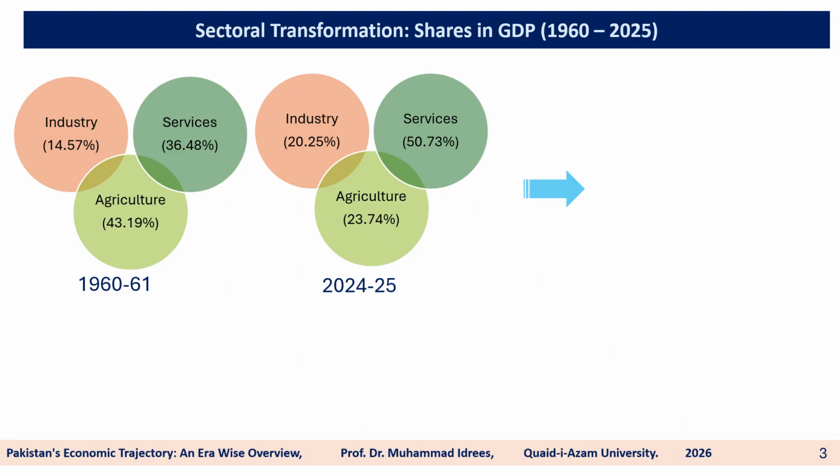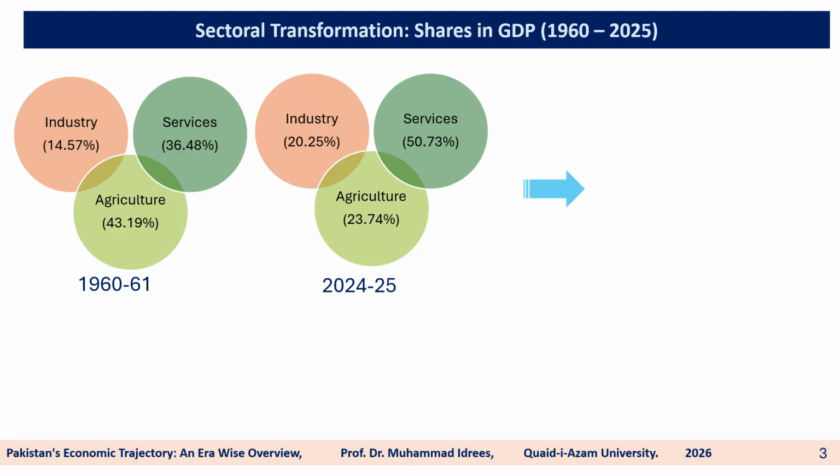The share of agriculture sector reduced from 43.19% to 23.74%. On the other hand, the services sector became the most dominant sector of the economy. Its contribution increased from 36.48 to 50.73. The share of industrial sector also increased from 14.57 to 20.25%. So we can see from here that there is a clear sectoral transformation.